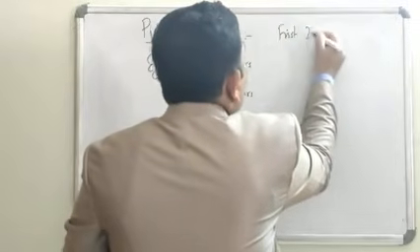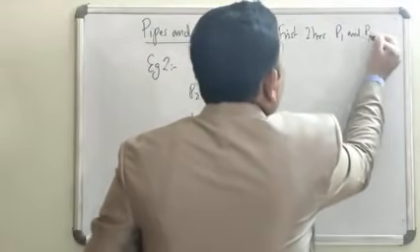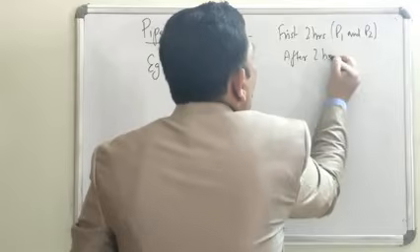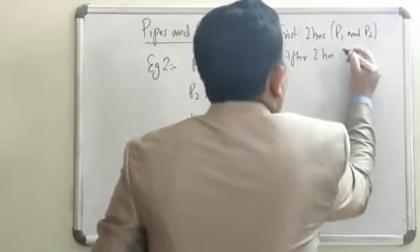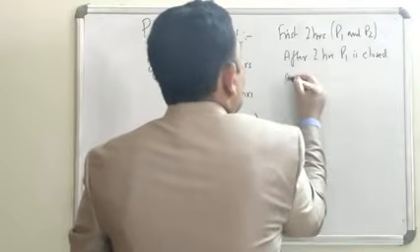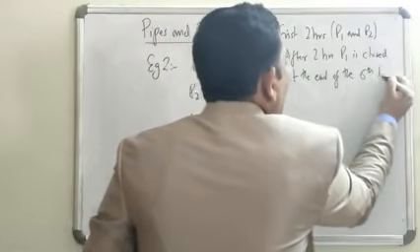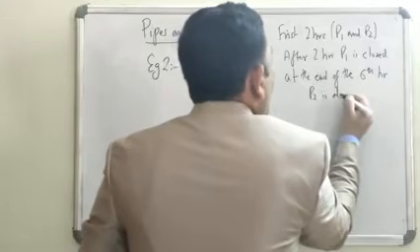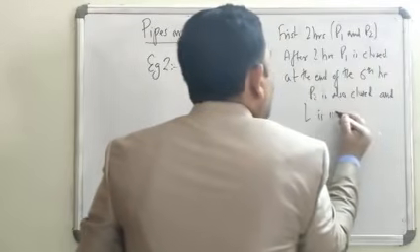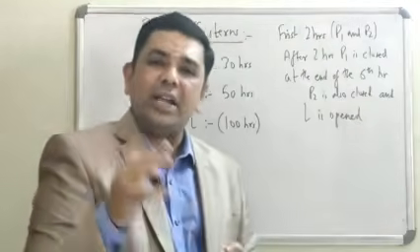For the first 2 hours, P1 and P2 both are working. After 2 hours, P1 is closed. At the end of the 6th hour, P2 is also closed. And the leak is opened. Okay, I hope you are understanding the question.